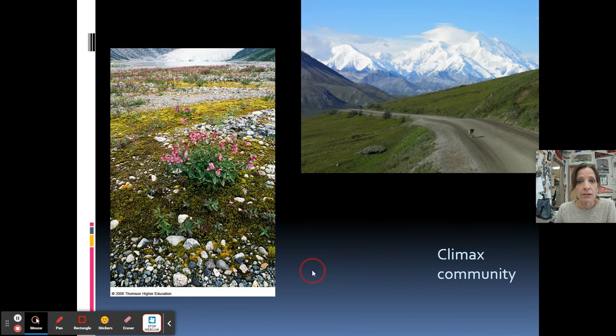Okay, so this is a picture of Alaska when we took some students there. So the climax community in the tundra, right, is going to be small plants and small bushes, right? It's above tree line. It can't sustain trees because of water and wind and all the other things. So the climax community is different depending on where it is. So here, the climax community is small plants.